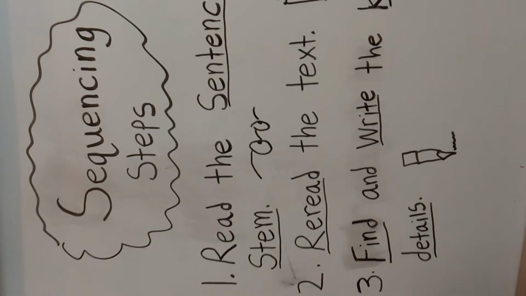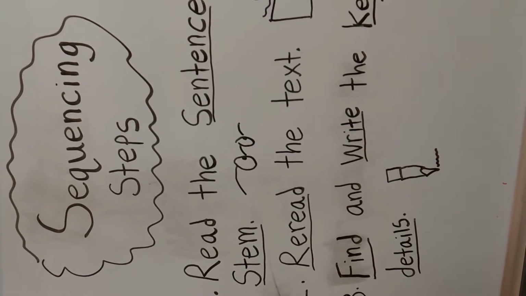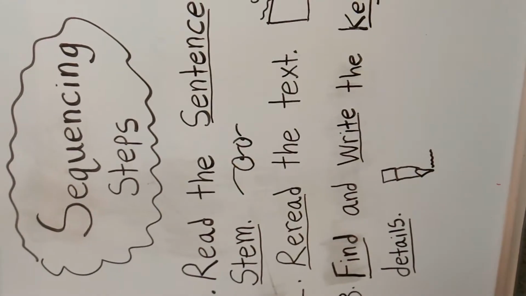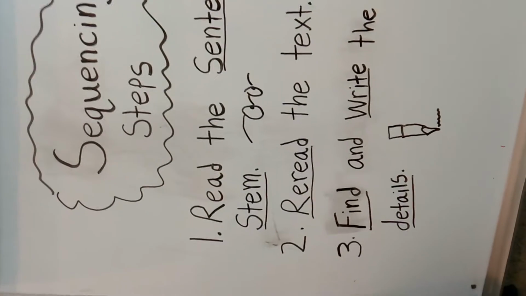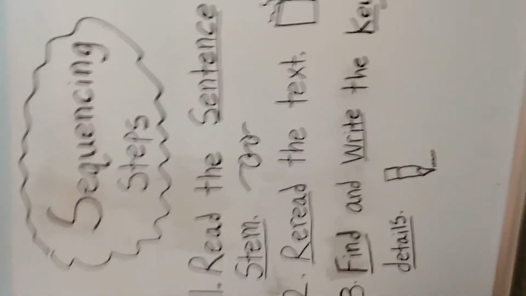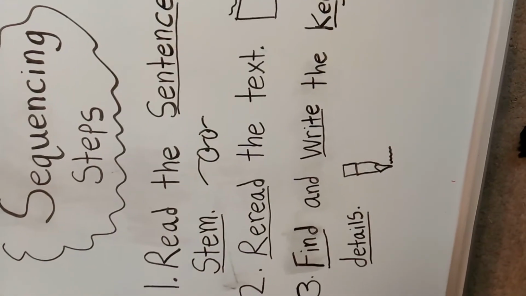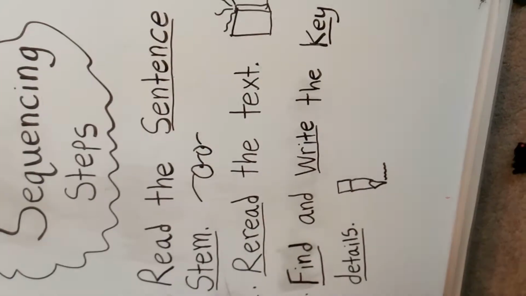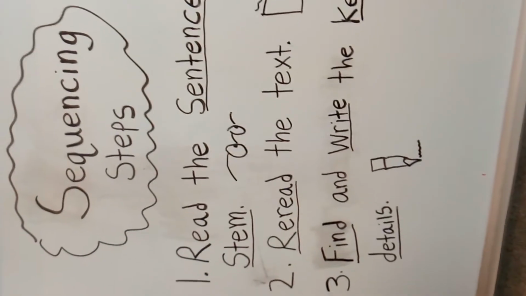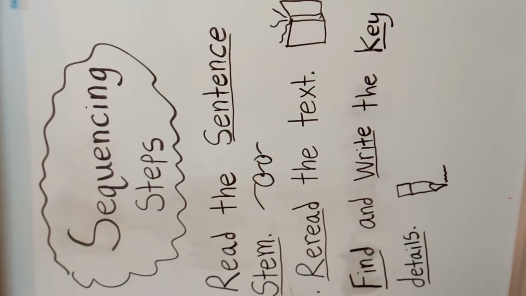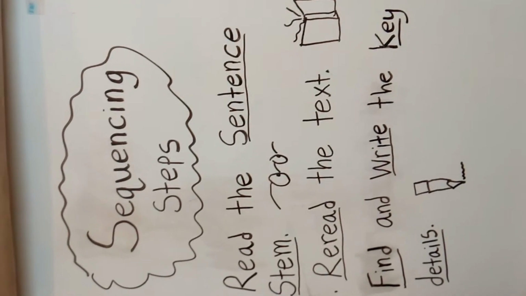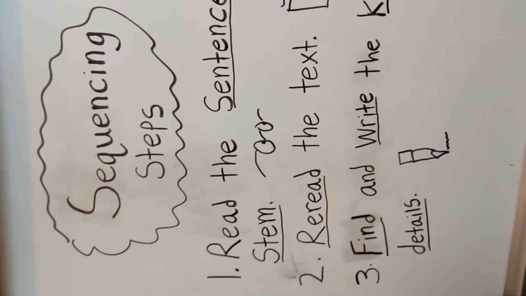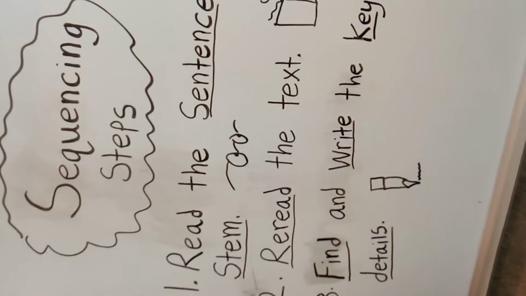Step 2, we need to reread the text to make sure that we jog our memory to find those clues that we're looking for in the sentence stem. And finally, step 3, we need to find and write the key details. Now, how we're going to do this is, first, I'm going to model our 3 steps for you. Your job is to listen very closely with your eyes and ears to make sure that you too can be an expert sequencer.